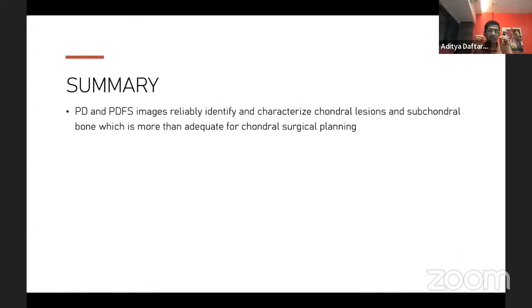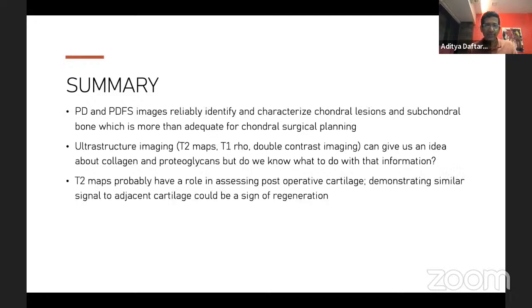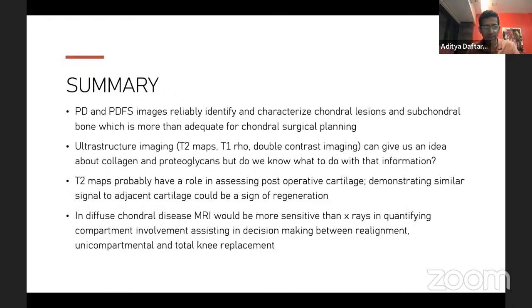So when we think about cartilage imaging, some take-home points for you: the proton density and proton density fat-suppressed images reliably identify and characterize most chondral lesions as well as the subchondral bone, which is more than adequate for chondral surgical planning. The ultrastructure imaging like T2 maps, T1 rho, and double contrast imaging may give us an idea about collagen and proteoglycans, but I don't think we really know what to do with that information in most situations. T2 maps may have a role in assessing post-operative cartilage, showing that we've got similar cartilage characteristics to normal cartilage, and therefore this is hyaline cartilage and not fibrocartilage.